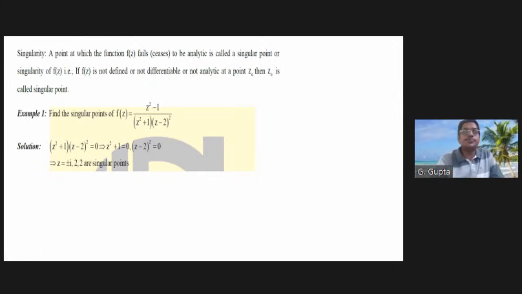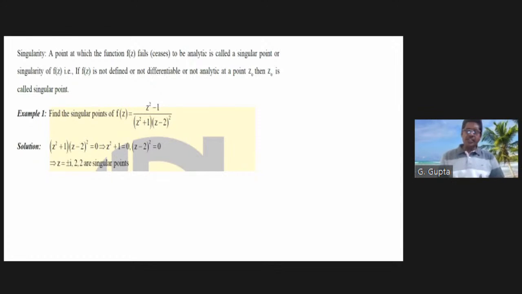So for example, find the singular points of f of z is equal to z square minus 1 by z square plus 1 into z minus 2 whole square. Here the denominator is z square plus 1 into z minus 2 whole square equal to 0. Solving this equation, you will get 4 values for z: plus i, minus i, 2, 2. These are called singular points. i and minus i are non-repeated. 2 is a repeated singular point. That is a point where the function f of z fails to be analytic.